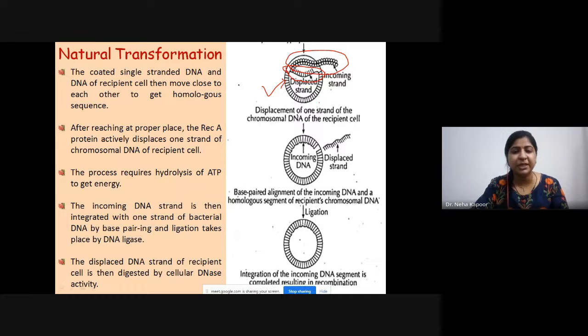Once this strand is displaced, it will get integrated at this very place, and this is the displaced strand. But there would be a nick because we have displaced the strand. At this time, the base paired alignment of incoming DNA from a homologous segment of recipient's chromosomal DNA is happening, and this nick, or this discontinuity, is being repaired by the process of ligation by using the enzyme DNA ligase. And this is the complete recombinant DNA or recombinant bacteria that is being produced in the natural conditions.